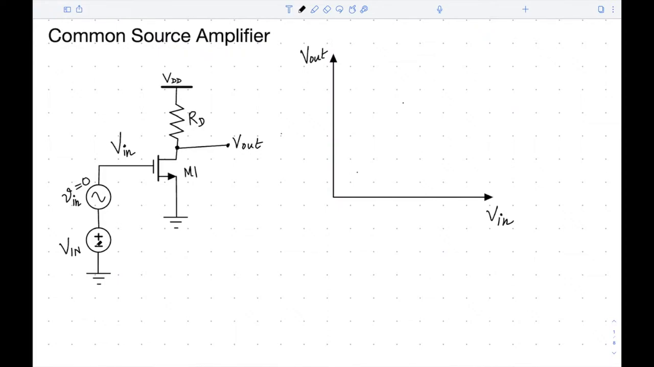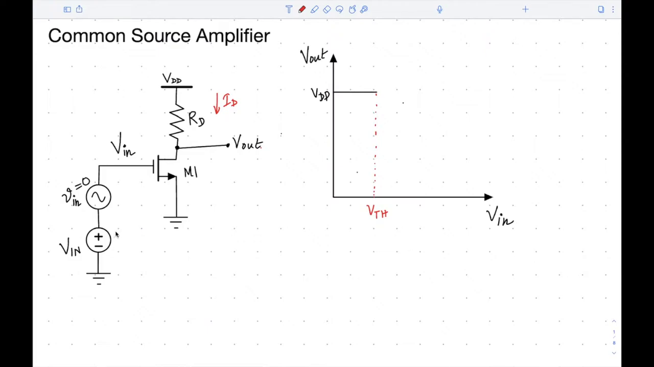Initially, when it is very close to zero or less than the threshold voltage, we can see that M1 will be in the cutoff region. So no current will be flowing through this. Basically this current, represented by ID, will be zero. So this node voltage will be close to VDD. It will look something like this. So my output is VDD, and this is the point where my Vin is still VTH.